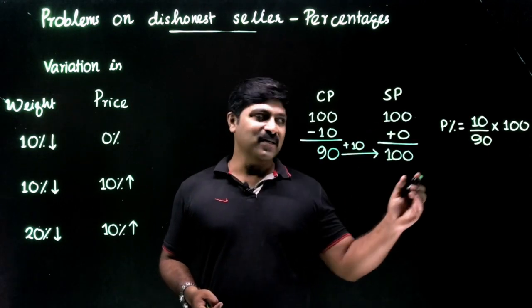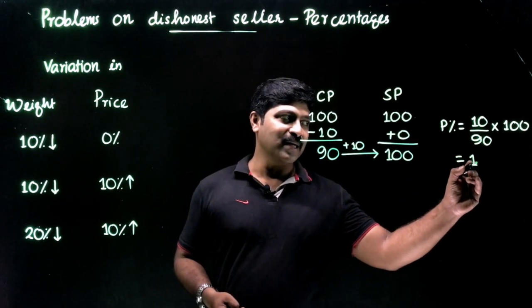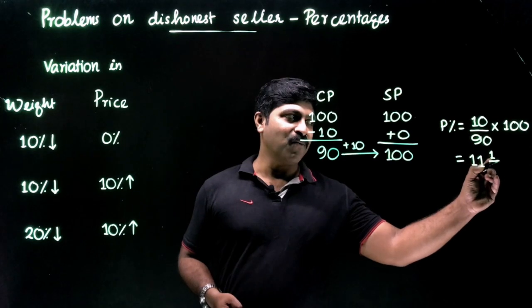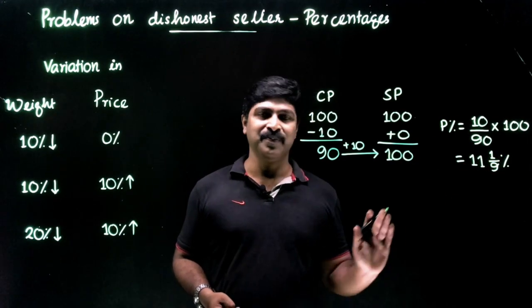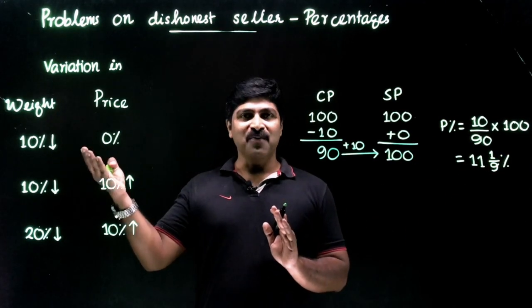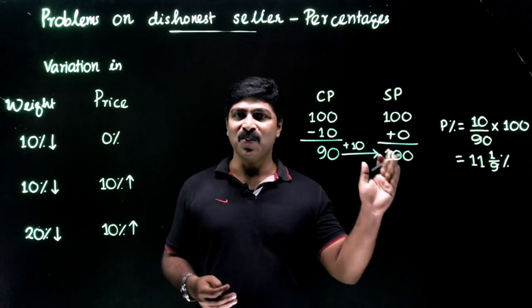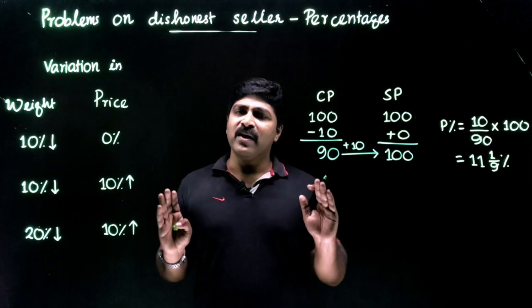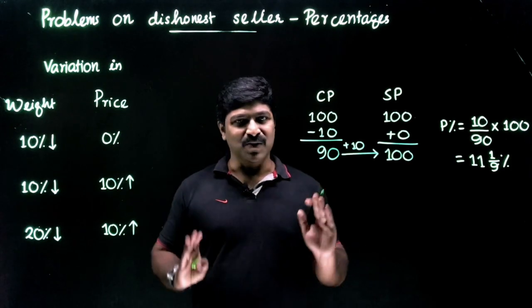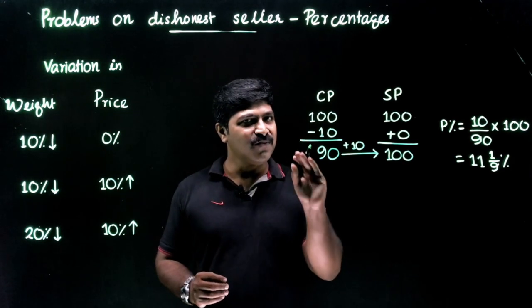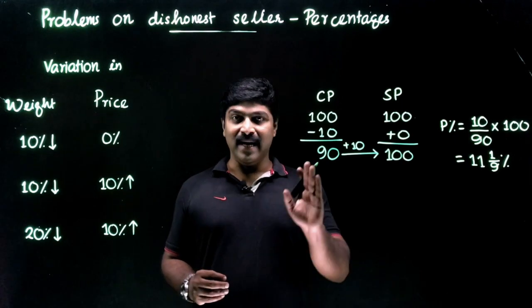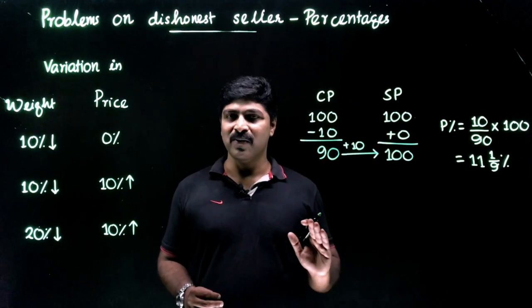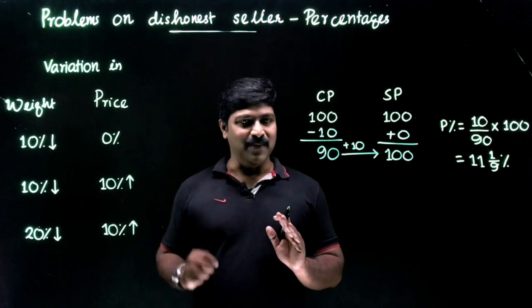After simplifying this, you will get the answer as 11 and 1/9%. So here the profit is 11 and 1/9%. It's the most frequently asked set of values. So you have to keep this value in your mind and understand this method also. So consider the second example.